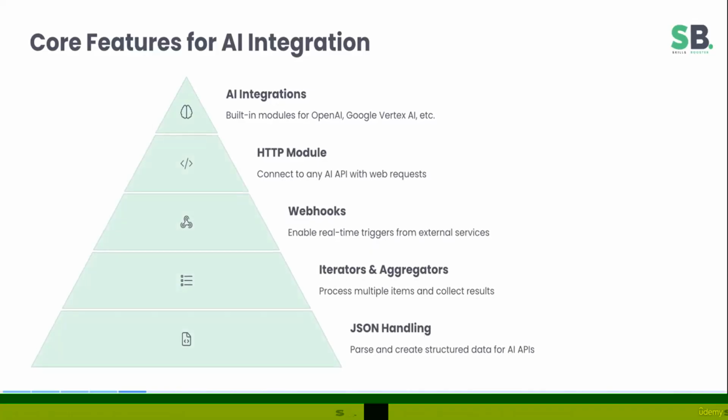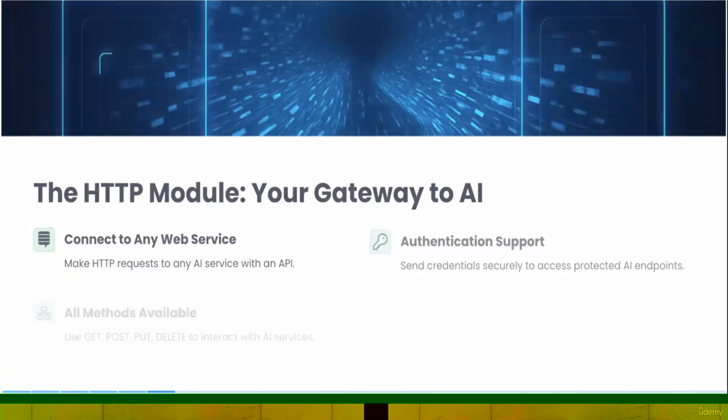The core features for AI integrations. You have AI integrations: built-in models for OpenAI, Google Vertex AI, etc. You have an HTTP module, which connects to any AI API with web requests. Webhooks enable real-time triggers from external services. Iterators and aggregators process multiple items and collect results. JSON handling parses and creates structured data for AI APIs.